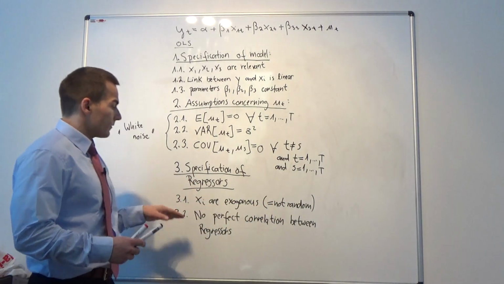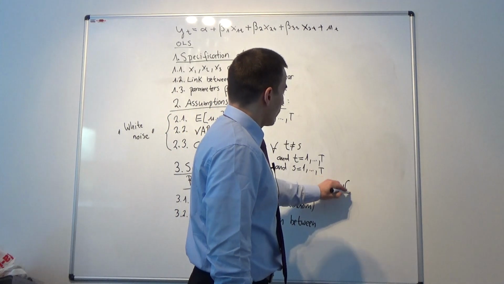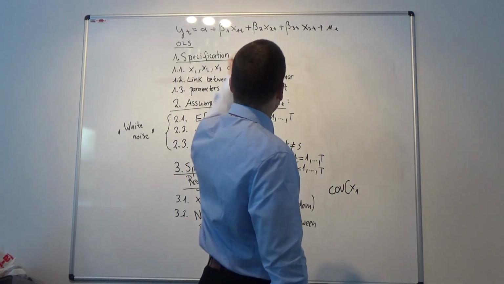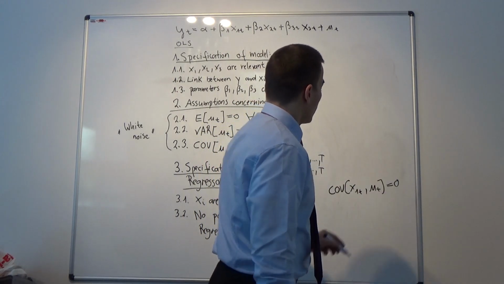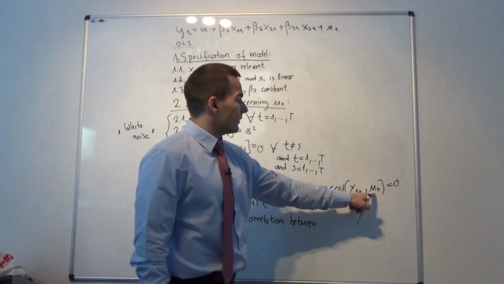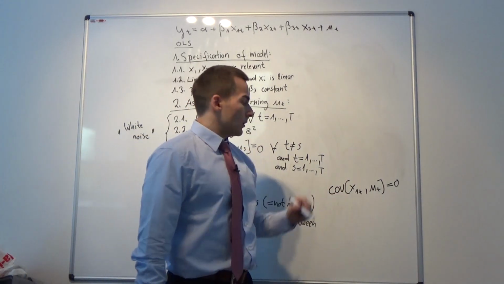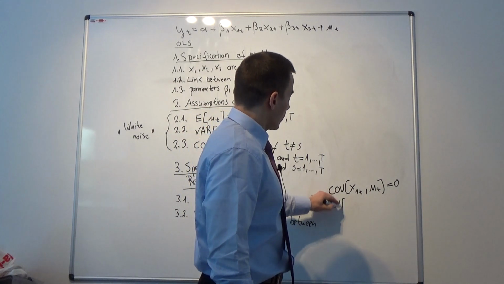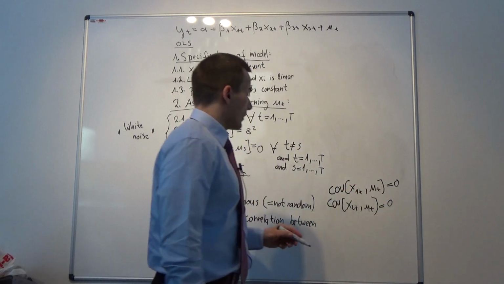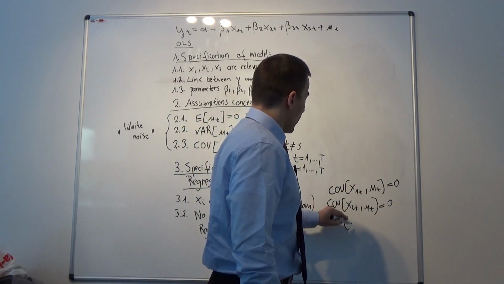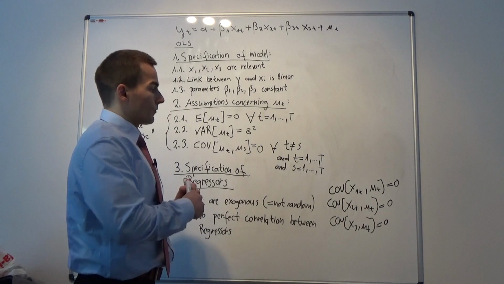But if they are exogenous, what does it mean? It means that the covariance between our regressor x1t and ut is 0, because the only random part here is ut. If we have this assumption, this is satisfied. It also means that the covariance between the second regressor and our error term is 0. And finally, the covariance between the third regressor and our random component is also 0.